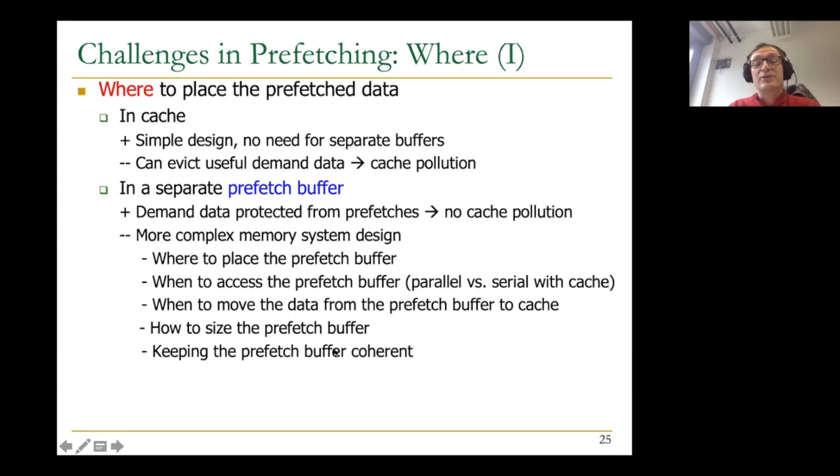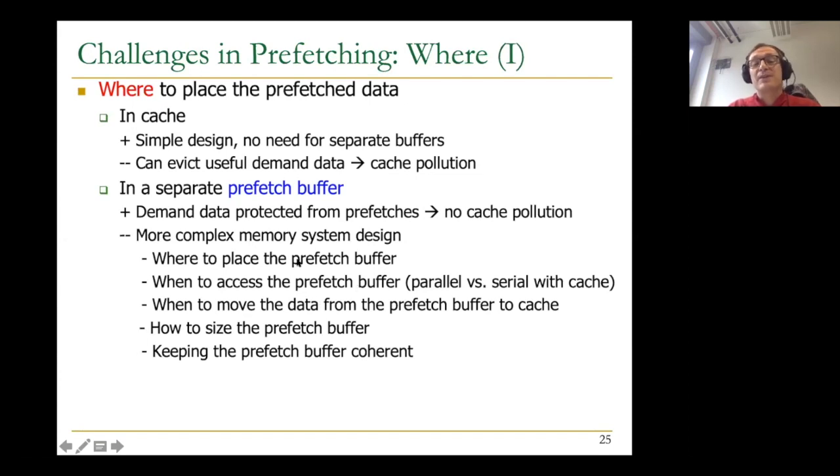And there's also one more problem. You prefetch the data. If some processor modifies it, you still need to keep the buffer coherent. So this increases the headache in terms of cache coherence in your system. We will hopefully talk about cache coherence in a lecture very soon. But it's not just about cache coherence. It's really about data coherence. Wherever you store data, if that data has the possibility to be modified by some other processor after you fetched it, then you need to keep that buffer coherent.